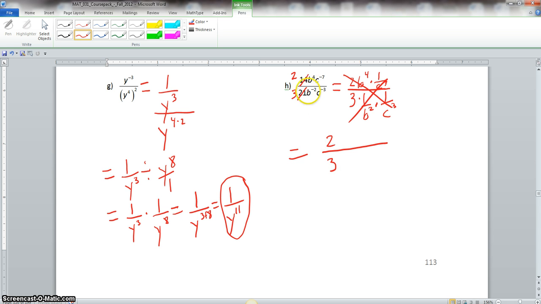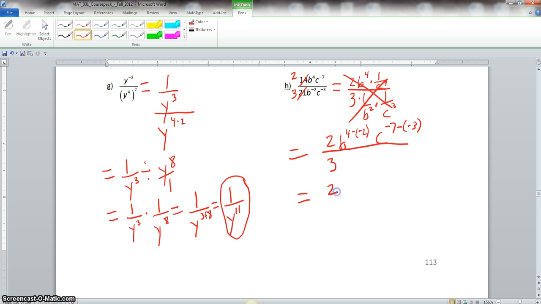We know these have the same base, right? So we could bring this up to our numerator. This would be b to the 4 minus negative 2 power. Now we take our c. Same difference. It'll be c to the negative 7 minus a negative 3.